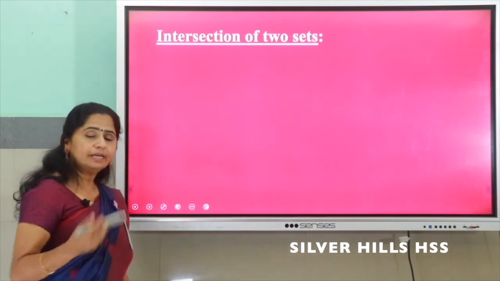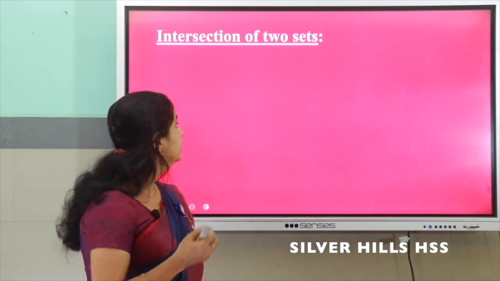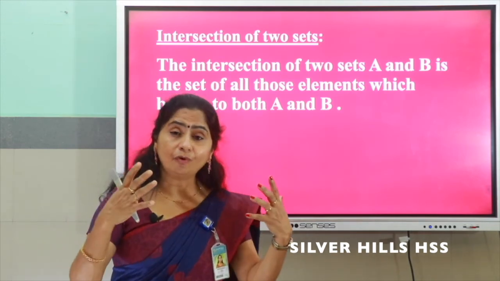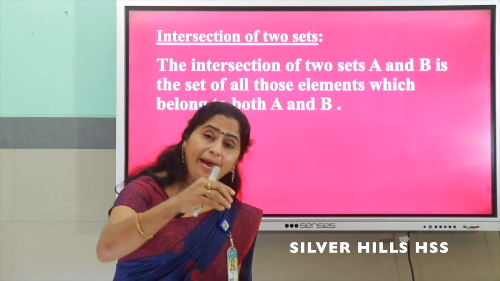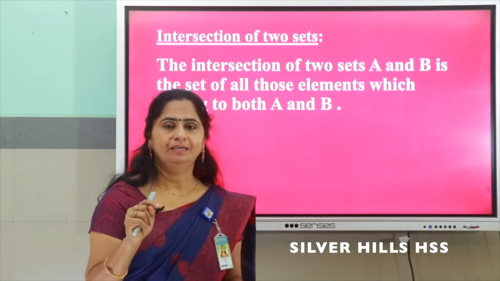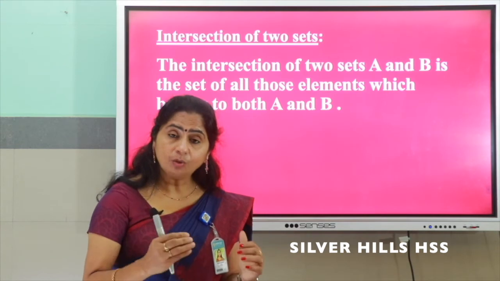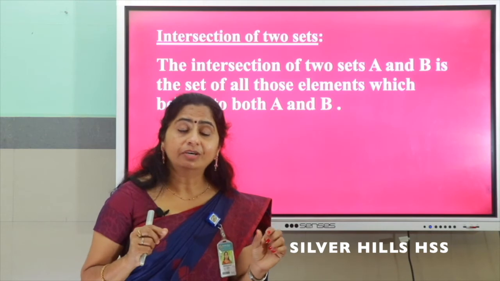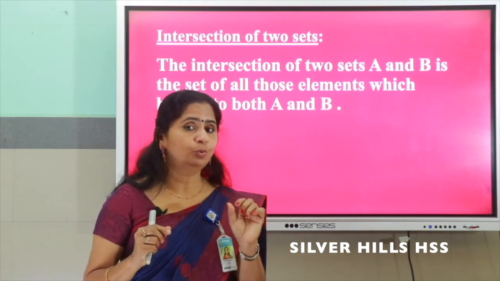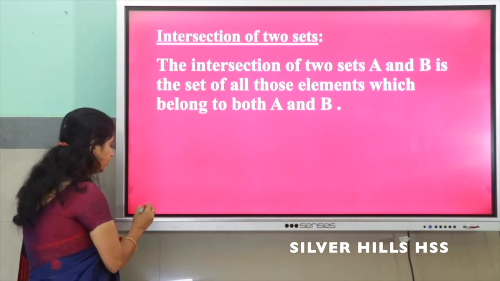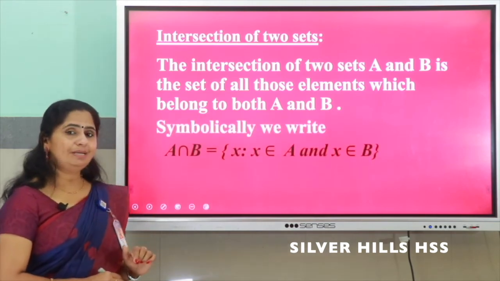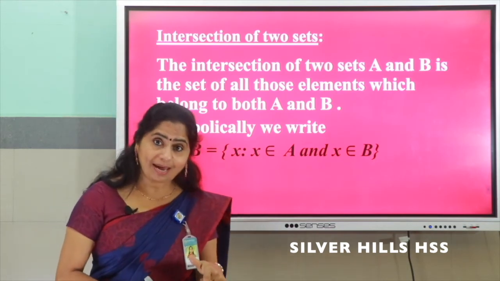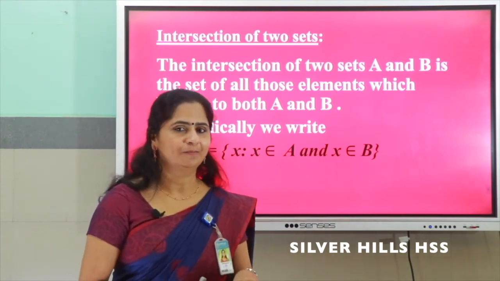Next, we will see the second operation on sets, called the intersection of two sets. It is nothing but the set of all those elements which belong to A and B. It is the set of those elements, in other words, which are common to A and B. So, remember the word for union is OR. For the intersection, we use the word AND. So, symbolically, how do we write that? A intersection B is the set of all x such that x belongs to A and x belongs to B.